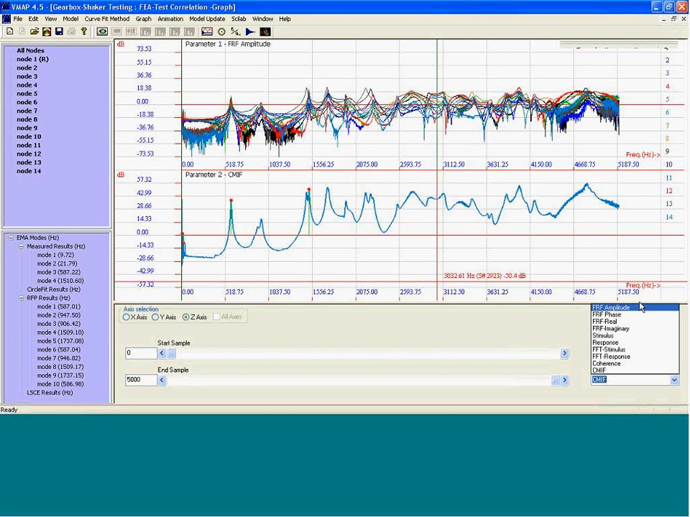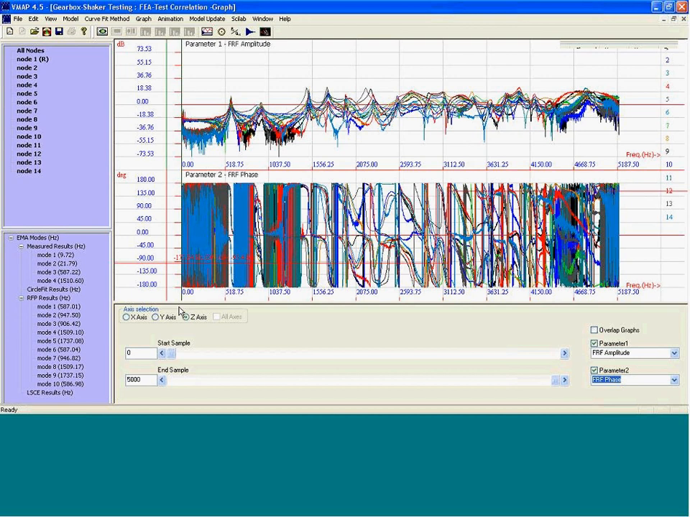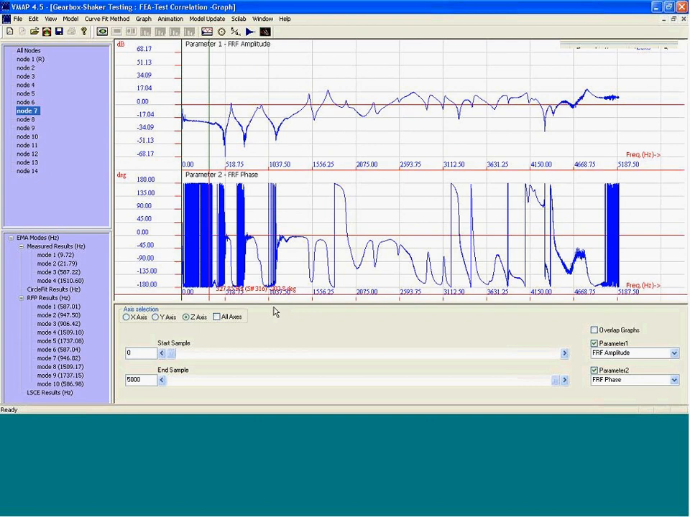So there are 14 nodes where the data was collected. Just for clarity, let's take one of the FRFs. And I want to explain the features of this graph. The FRF is plotted in dB, and for the phase, the units are in degrees. And you're going from a frequency very close to zero all the way to nearly 5 kilohertz. And in this, we are able to pick up close to 19 resonant frequencies.